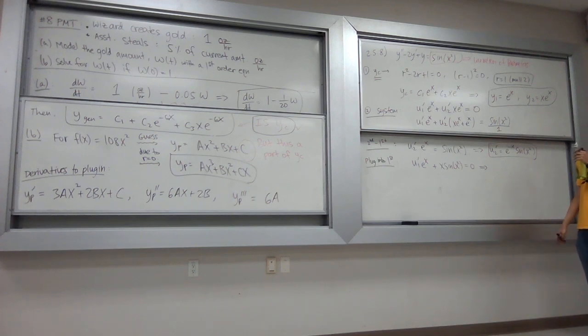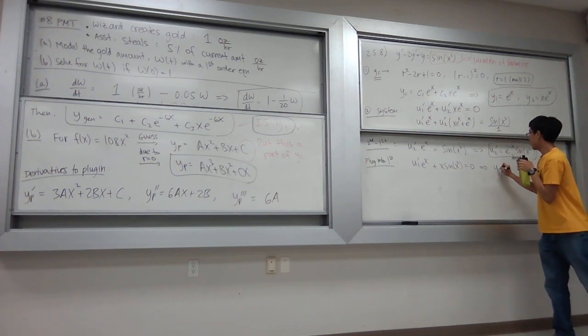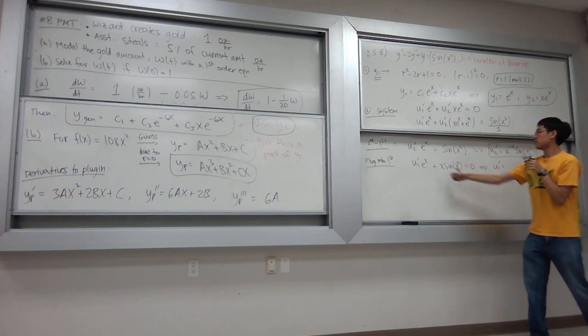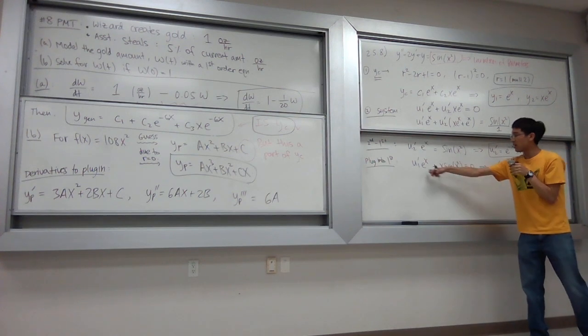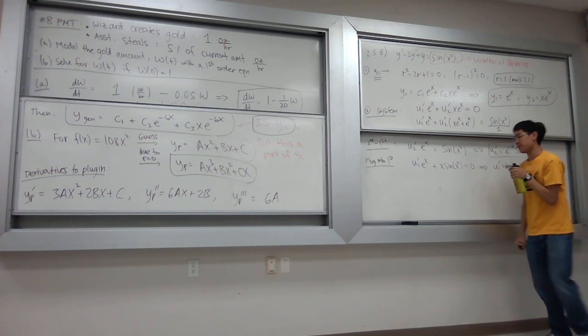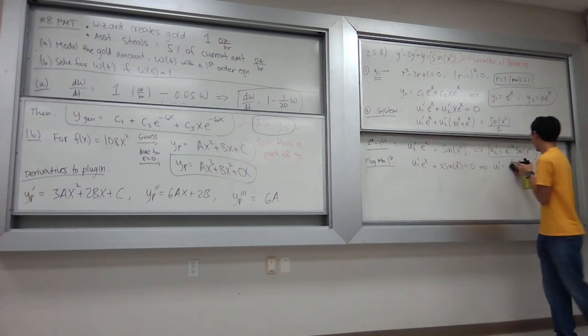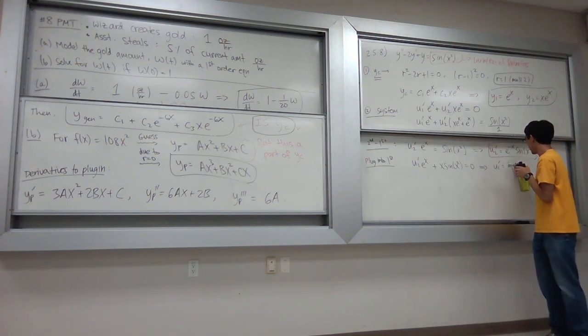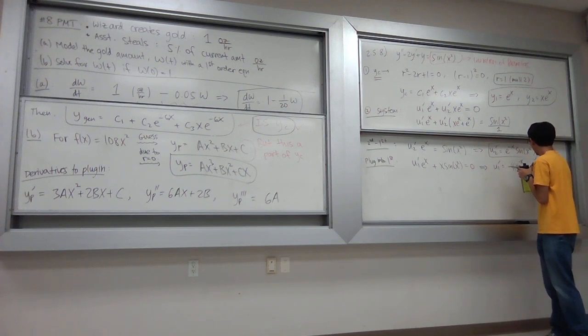And then isolate for u1 prime. Again, this will become negative. And then the same thing, negative exponent here. I already forgot the negative side. Negative x e to the negative x sine of quantity x squared.